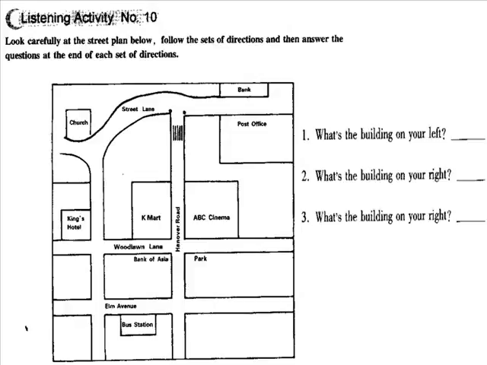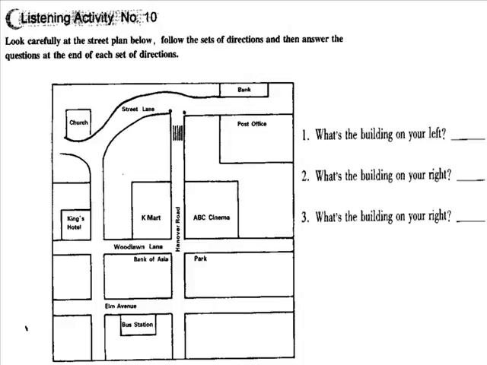1. You've just come out of the bus station. Turn right and walk to the junction of Elm Avenue and Hanover Road. Turn left and walk up Hanover Road. Cross Woodlawn Lane and continue up Hanover Road. You will see a big building on your right. What is the building on your left?